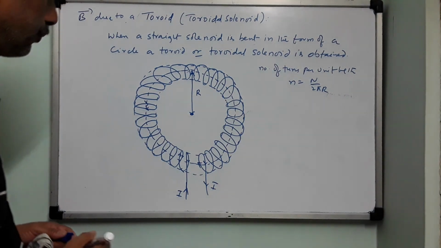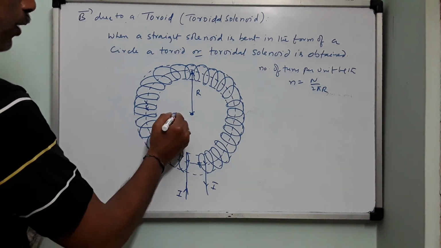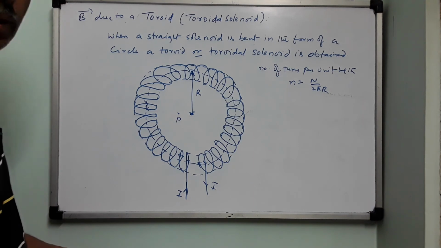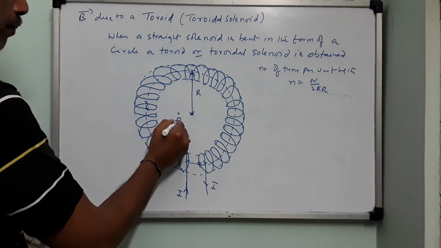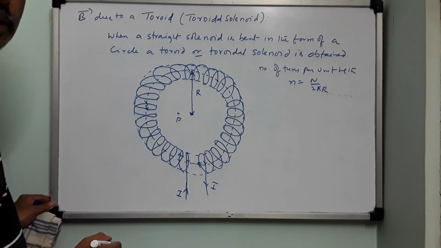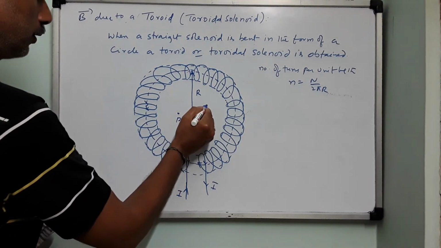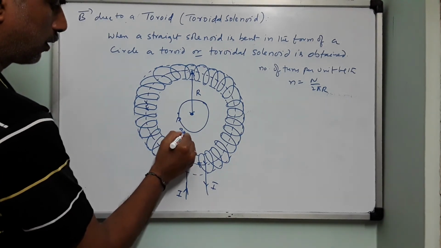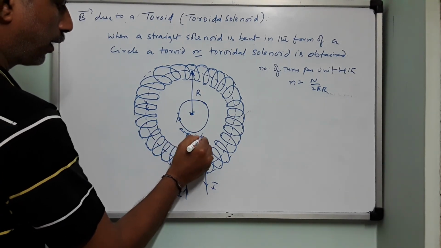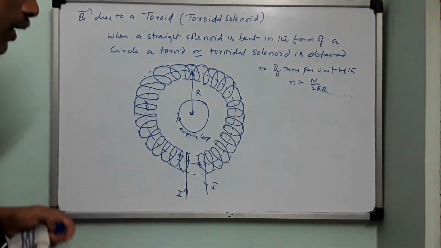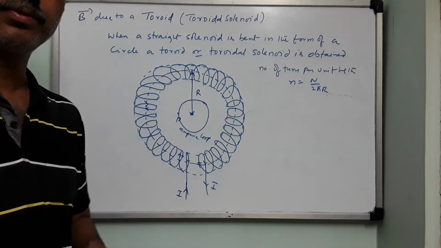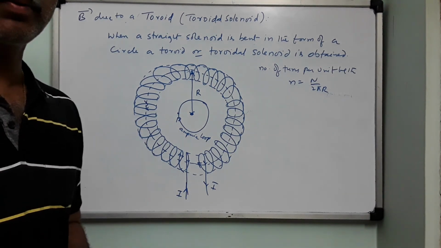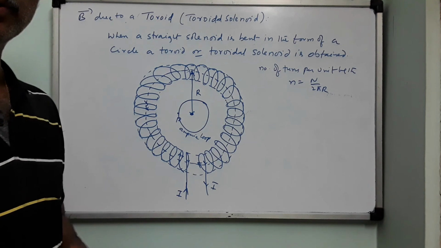Okay, right. Now, if I consider a point P inside the toroid and draw an Amperian loop about this, why should I draw the Amperian loop? The law demands the line integral of magnetic field over a closed loop, which is nothing but the Amperian loop, directly proportional to the current enclosed.